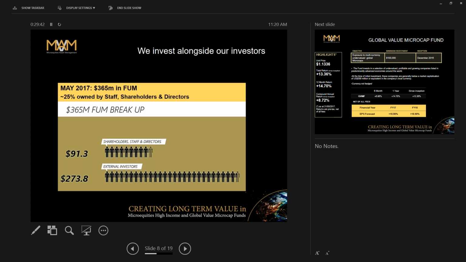Just over $90 million of our own assets are sitting alongside our fellow co-investors. And in that group, the staff, shareholders and directors make up by far the biggest cohort of investors within Microequities Asset Management. So that provides an extremely strong alignment of interest with our fellow investors.